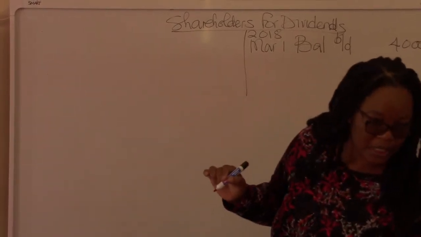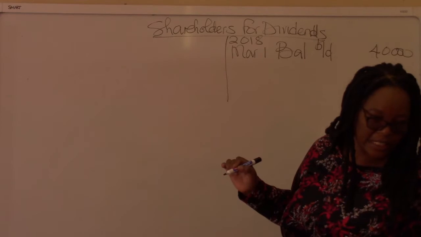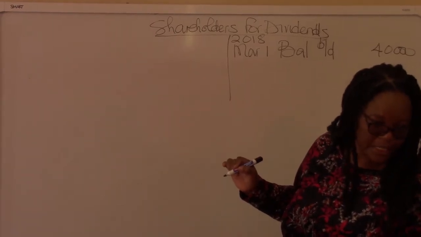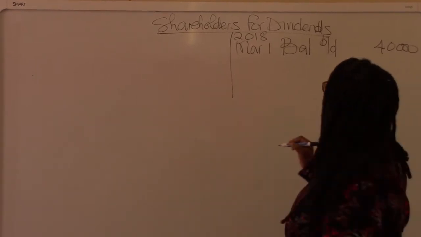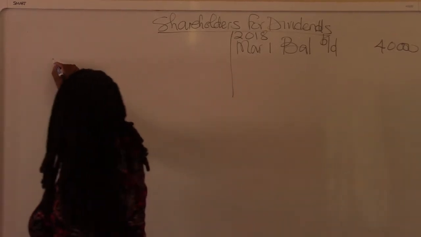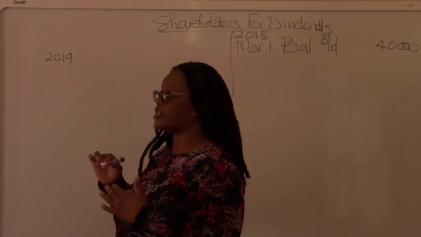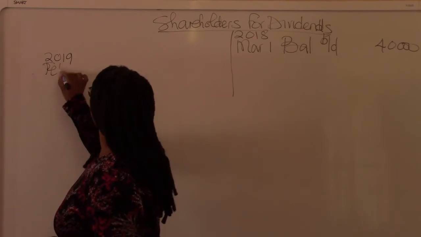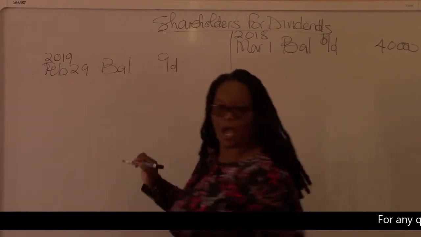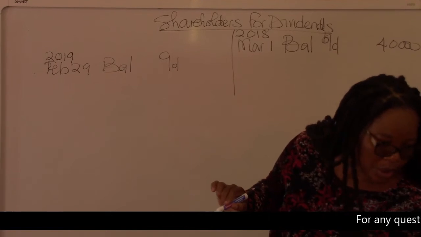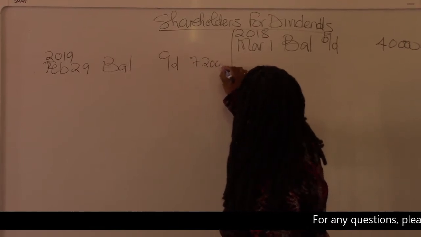And then we proceed to fill in everything else that we have. We are told that shareholders for dividends at the end of the year was 72,000. So this 72,000 is going to appear here on the 29th of February at the end of the accounting period, February 29, as our balance carried down. How much is it? It is 72,000. So I'll have my 72,000 there.